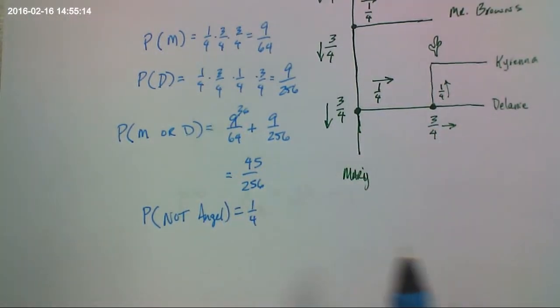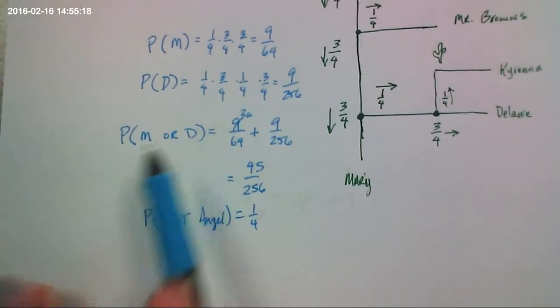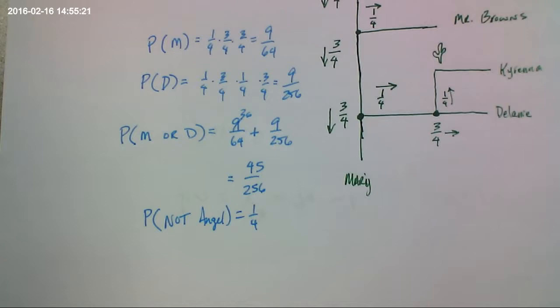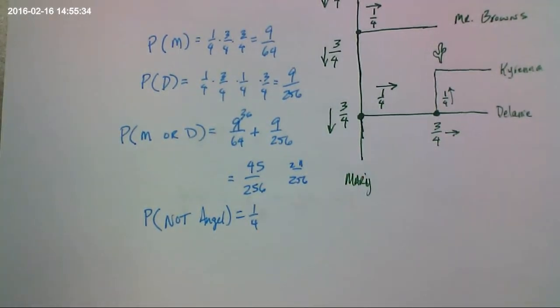Yeah. So what would be the probability that it's not Maricela or Delaney? It's neither of those. 211 over 256, right? Yeah. You just had to subtract from 256. Okay. Any questions so far? Nobody? We're all good. Yeah. All right.